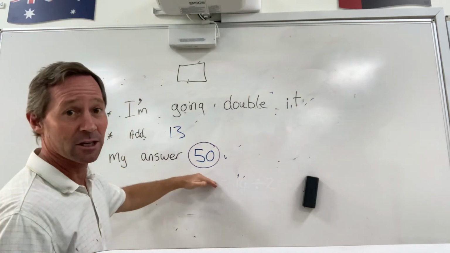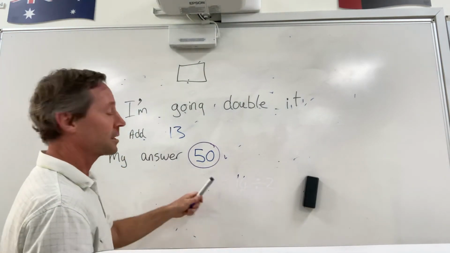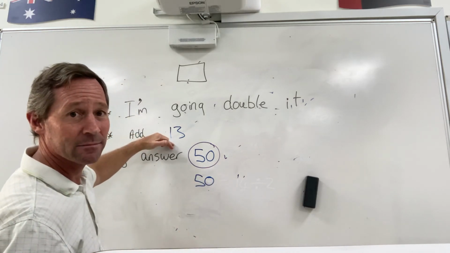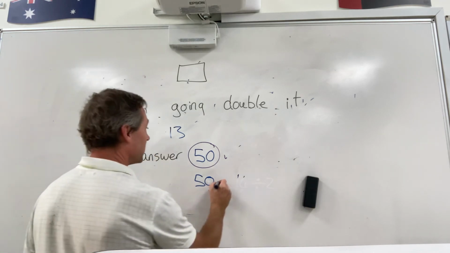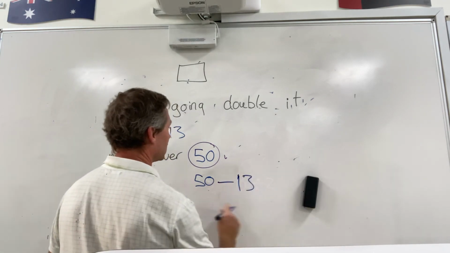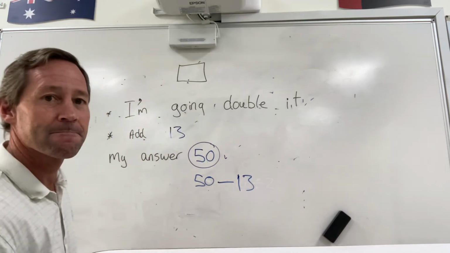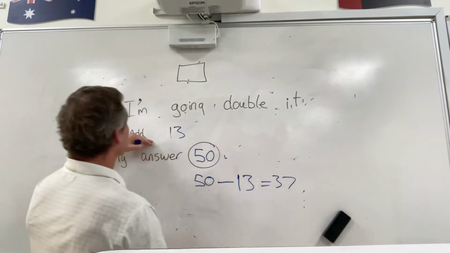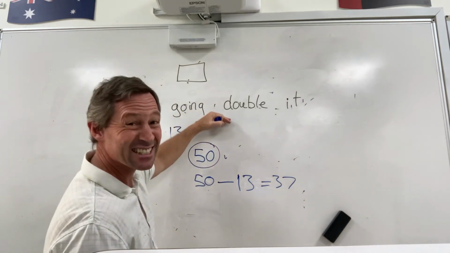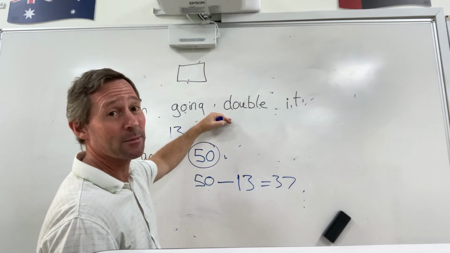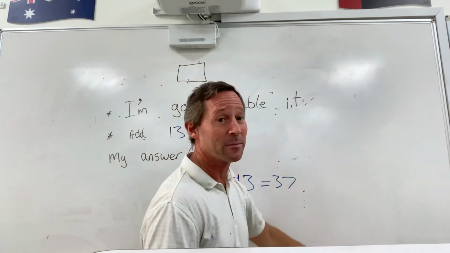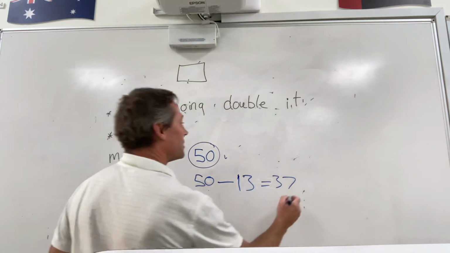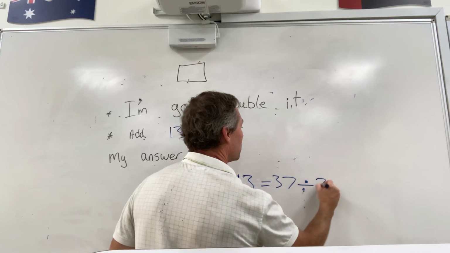My answer is 50. So let's do the opposite direction. We'll start at 50. Am I going to add 13? No, the opposite would be minus 13. What does that give me? 37. Now I'm going to double it. Instead of doubling it, I'm going to halve it. Now, that must have been a bit mean because it's going to end up with a half. So divide that by 2.